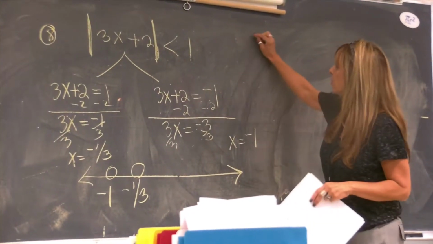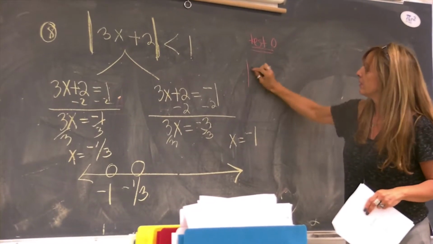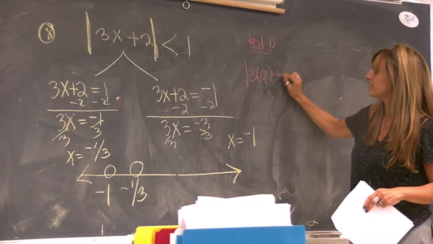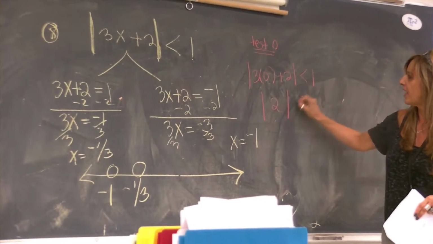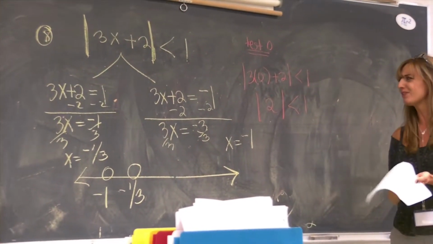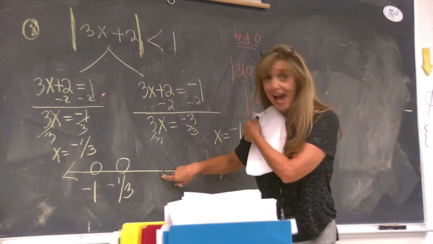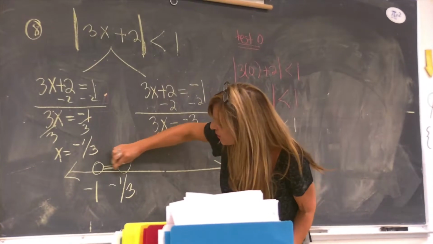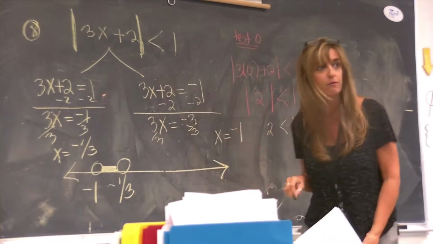So did 0 work? Did anyone test 0? The absolute value of 3 times 0 plus 2 is less than 1. That's the absolute value of 2 is less than 1. The absolute value of 2 is 2. 2 is not less than 1. So 0 does not work, so I shade in between. The numbers that work are between -1 and -1/3.